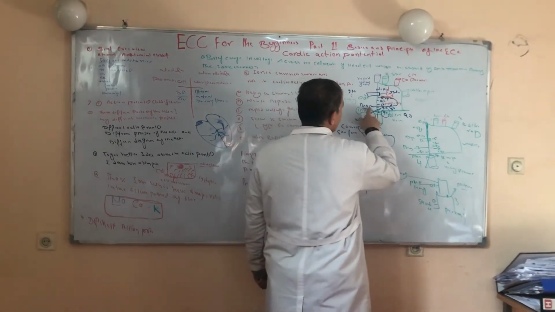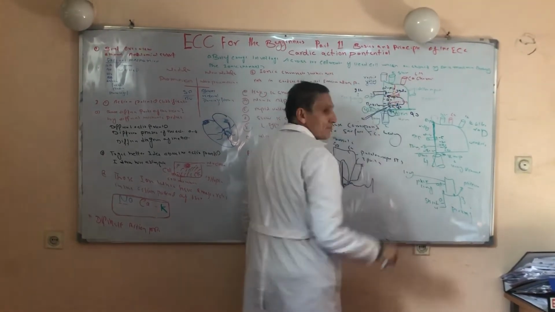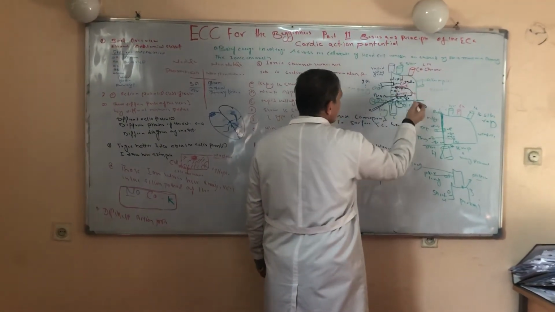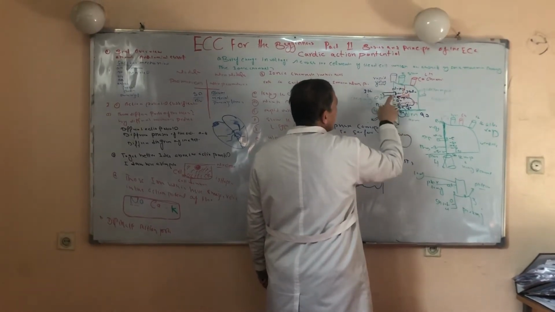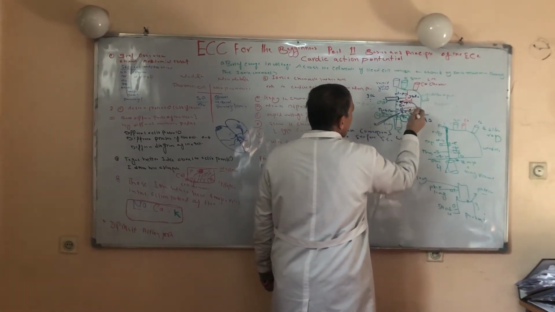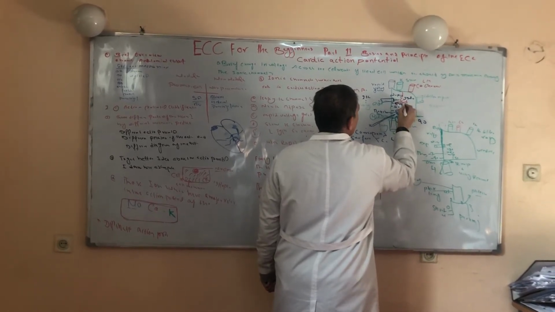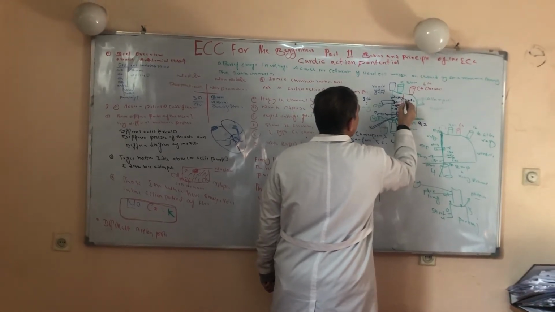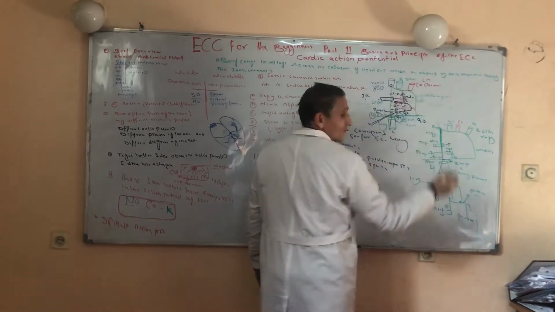Once this threshold potential is produced, it leads to opening of the rapid voltage gated sodium channel. A lot of sodium is coming from outside the cell to the inside the cell, and this sodium, coming through the rapid voltage gated sodium channel, rapidly neutralizes this minus 90 millivolt. And this 70 becomes 60, and finally 50, 40, 30, 20, 10, and 0 or above 0.